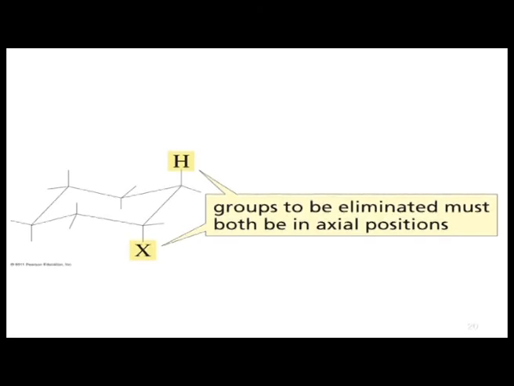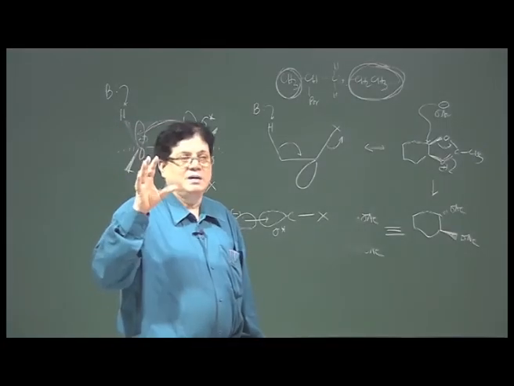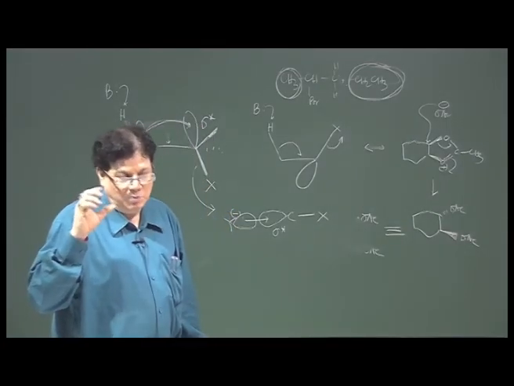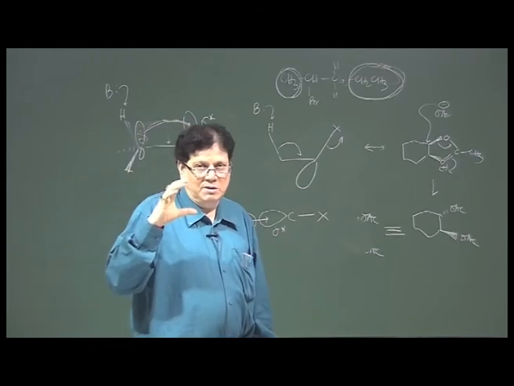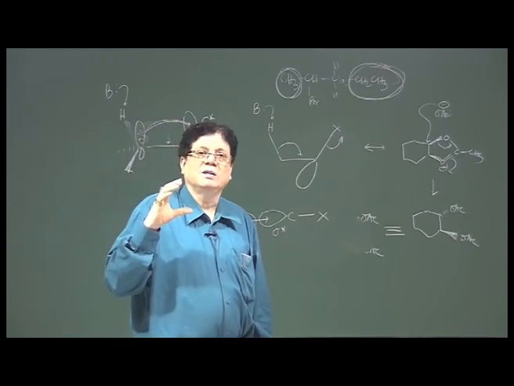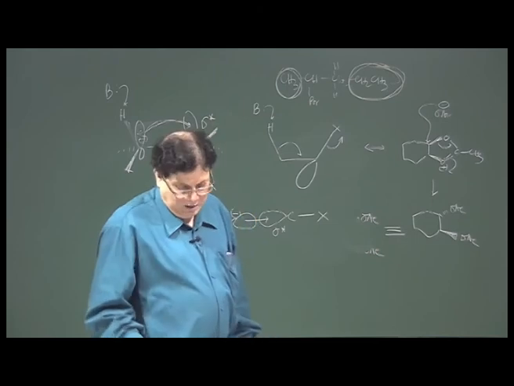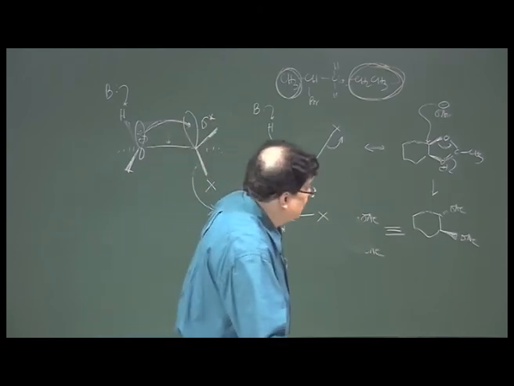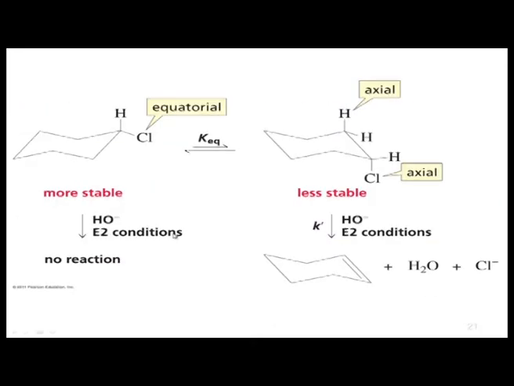One is beta axial, the other is alpha axial, or vice versa. So, they have to be trans-diaxial; that is what is said, that both the leaving groups have to have a trans-diaxial relationship. Okay. Now, let us do some problems here. Suppose we want to eliminate this chlorocyclohexane.